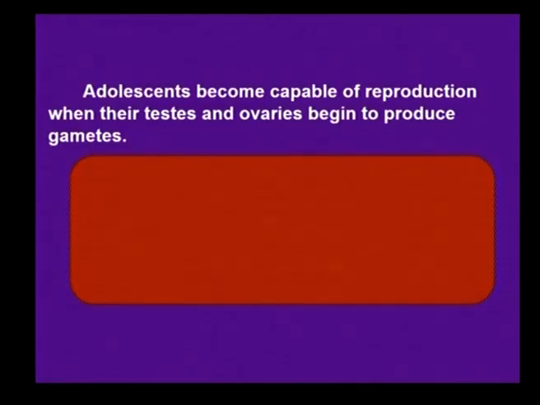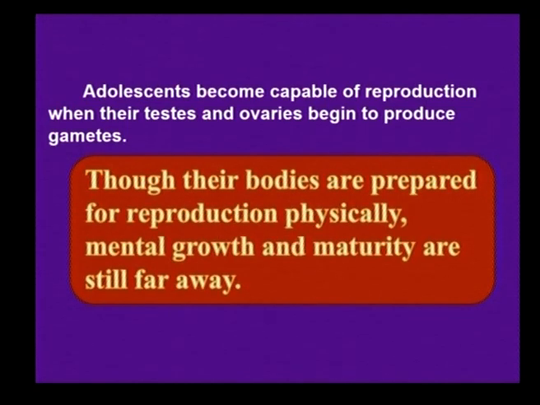Adolescents become capable of reproduction when their testes and ovaries begin to produce gametes. But remember children, though the adolescent bodies are prepared for reproduction physically, mental growth and maturity are still far away.